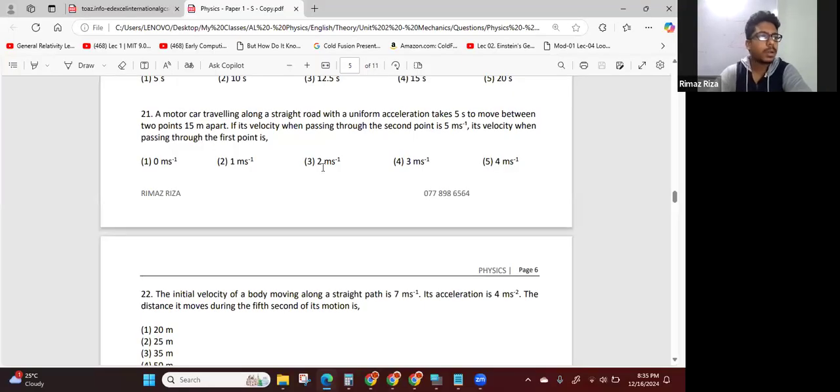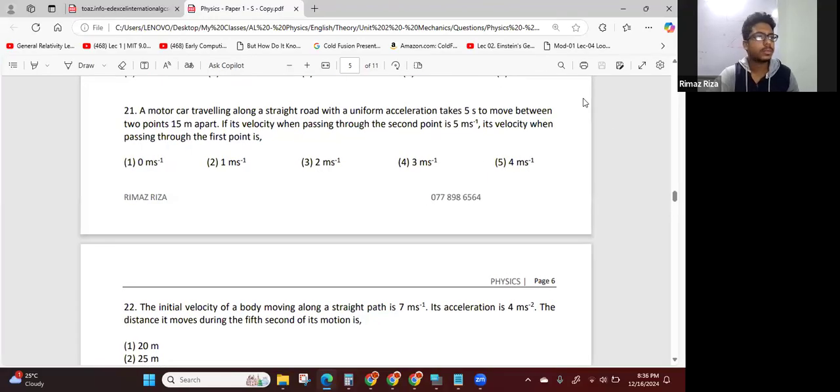Okay. A motor car traveling along a straight road with a uniform acceleration takes 5 seconds to move between 2 points 15 meters apart. If its velocity when passing through the second point is 5 meters per second, its velocity when passing through the first point is. Okay, I'll give you a minute. You can try the question. I'll start the explanation.